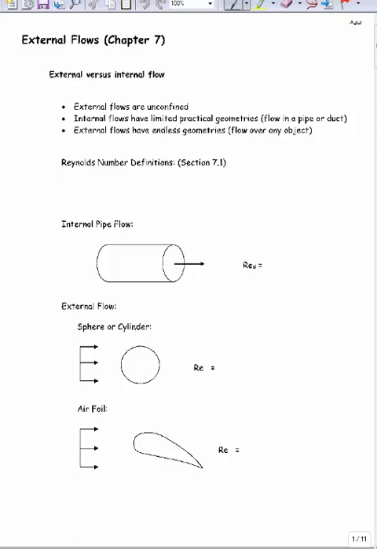So welcome to our last topic, and that's external flows from chapter 7. External flows are flows over an object as opposed to flows in an object, which was our internal flow or our pipe or duct flow. What makes external flows more complicated usually is that you don't usually just have one flow direction. Usually there are at least two velocity components, and they could be changing in multiple directions.